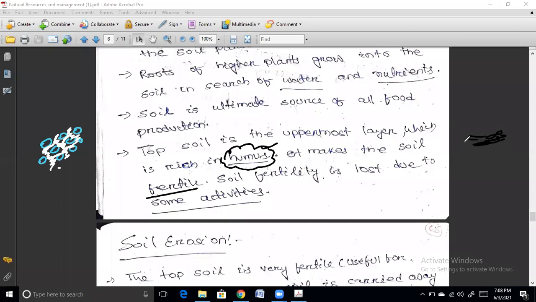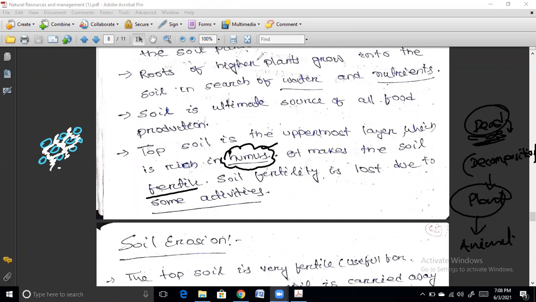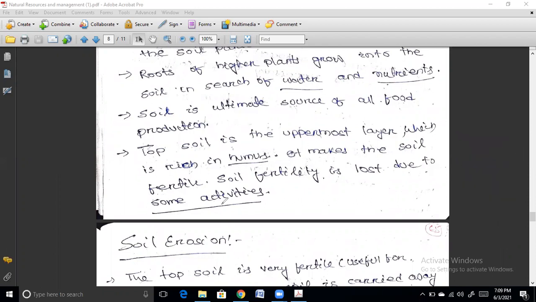So dead organic material undergoes decomposition, and after decomposition it becomes available for the plants, and the plants utilize it. Then animals and other living organisms depend upon the plants. So this is your humus, the upper soil that is highly fertile.